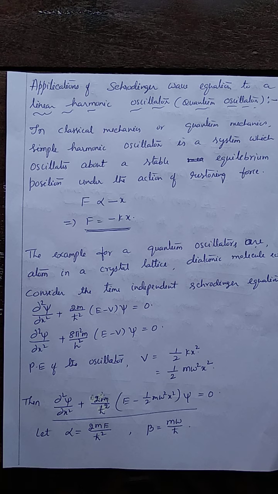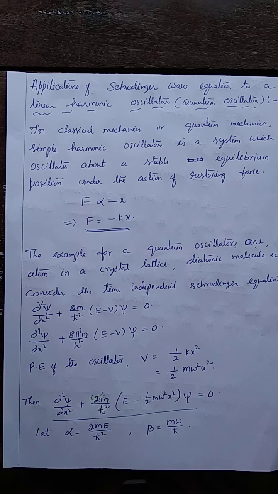The restoring force always acts towards the mean position, so that F is proportional to minus x, or F equals minus kx, where k is a constant called the force constant. So this is applicable for both the classical oscillator as well as the quantum oscillator. Now here, let us consider the quantum oscillator. For example, the vibration of atoms in a crystal lattice or the vibration of a diatomic molecule. These are examples of quantum oscillators.